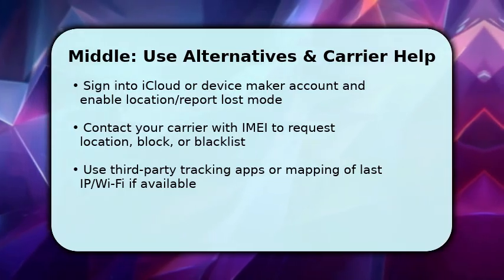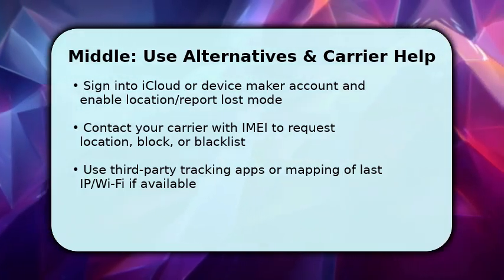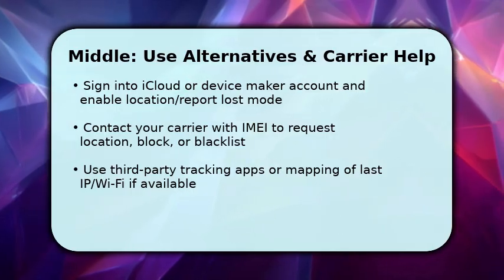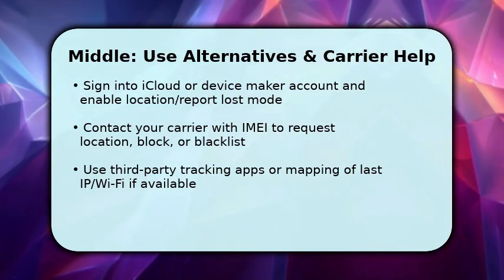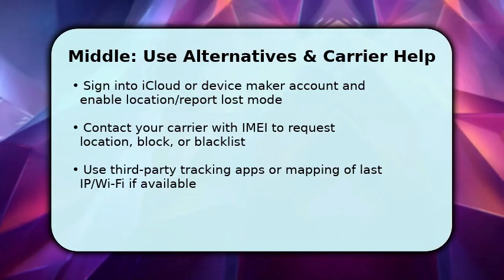If that fails, call your mobile carrier with the IMEI to ask for network-based location, suspension, or blacklisting to prevent misuse. You can also check third-party tracking apps you previously installed and examine the last known IP or Wi-Fi.